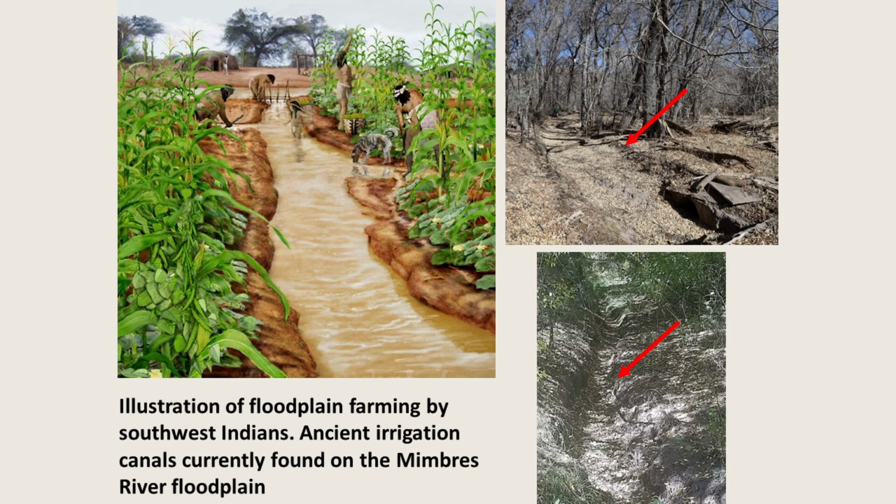This is an illustration of floodplain farming by Southwest Indians. They grew corn and squash and different things, but corn was their staple food. And here are some old irrigation canals that you can now find on the Mimbres floodplain. So it's kind of interesting to go and see these things.